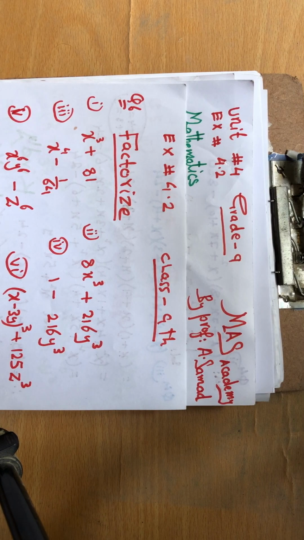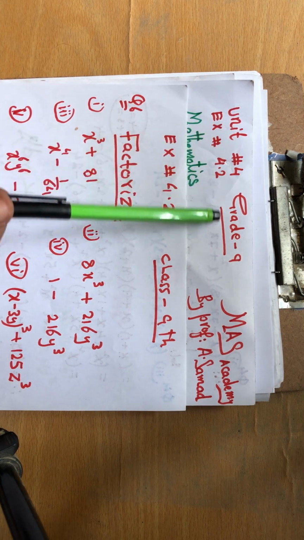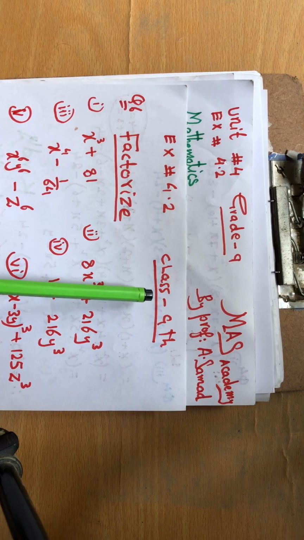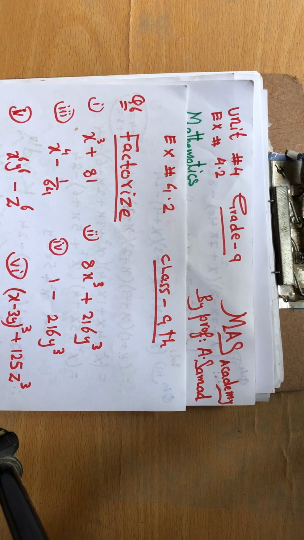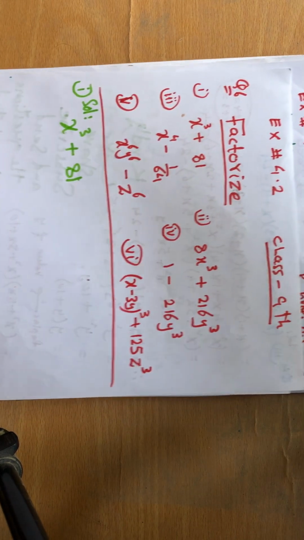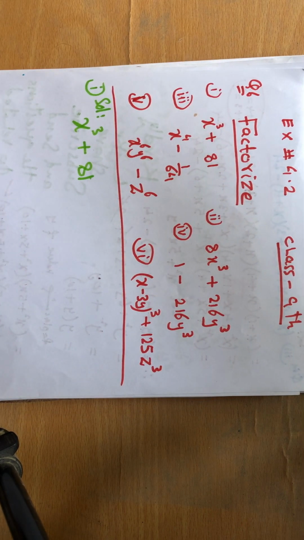Mass Academy unit number 4. Right now we are in exercise 4.2. We have here question number 6. There are almost 6 parts. So we are going to start the first part, that is x cube plus 81.